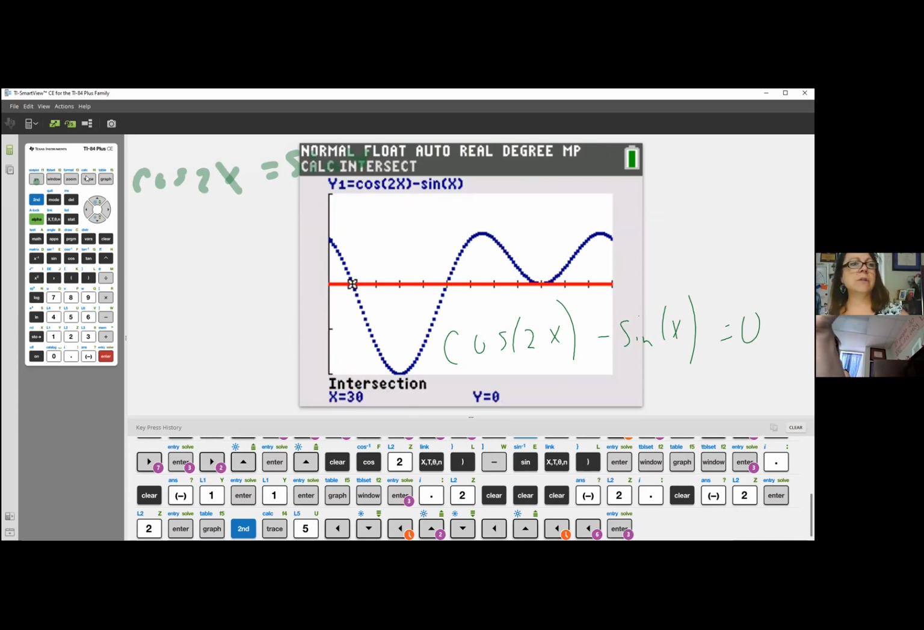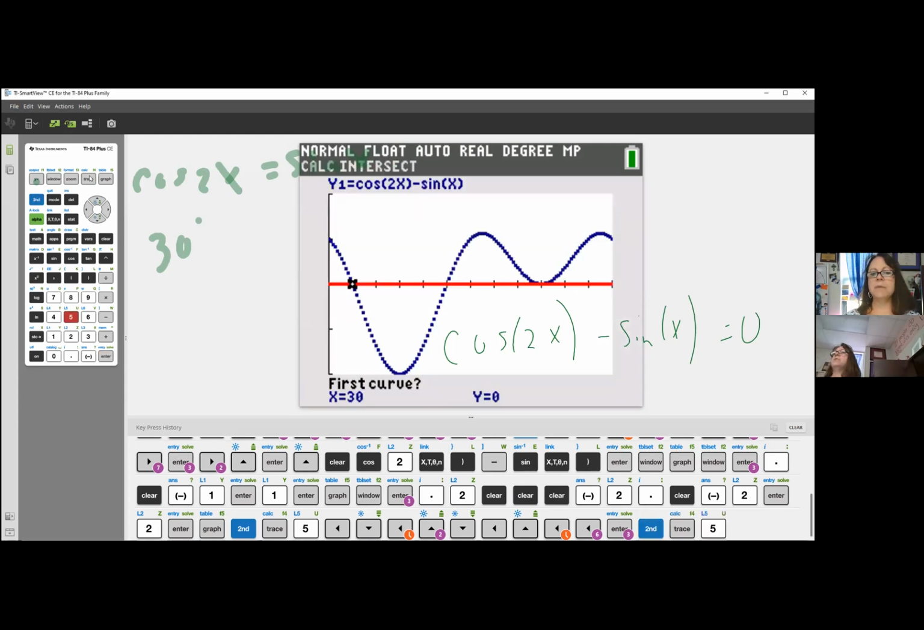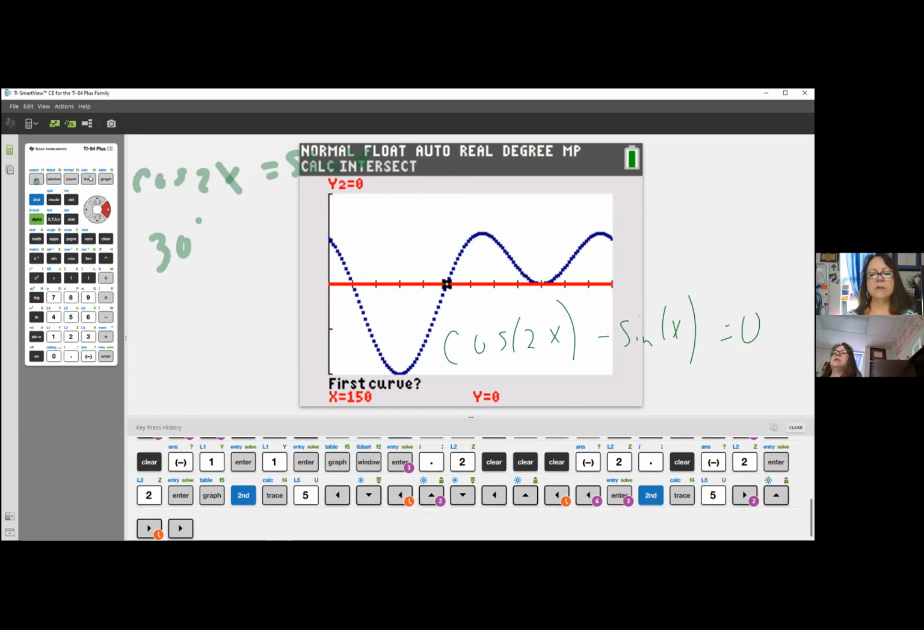So that first answer is 30 degrees. So let me write that one down. All right, again, I'm going to go back to second, calculate, number 5 for intersection. I'm going to move it, but again, like I said, I like to move it on the 0 line instead. I'm going to get that next intersection, enter, second curve, enter, guess, enter. That answer is 150 degrees.